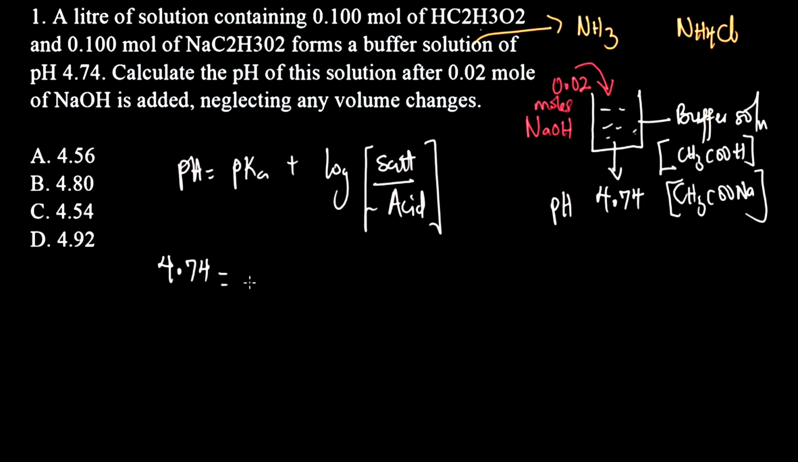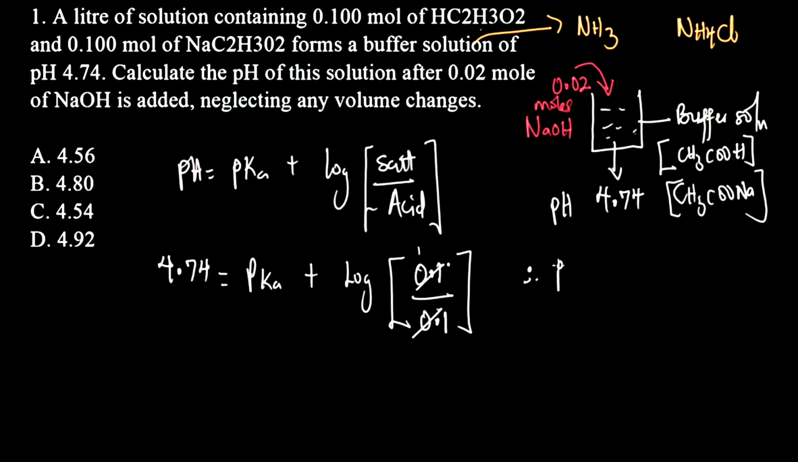But we're not given the Ka value and we are not given the pKa. So let's say pKa is unknown, plus log. The salt was said to be 0.1 mole, so let's put the salt here, 0.1, and the acid also was 0.1, right? So let's find out what the pKa would be. This cancels out to become 1. So the pKa equals 4.74 minus 0, because log 1 is the same thing as 0. So we have the pKa to be 4.74, right?